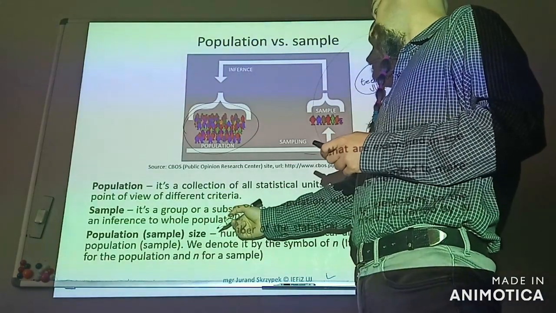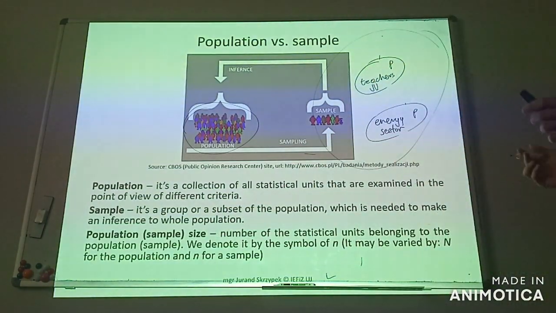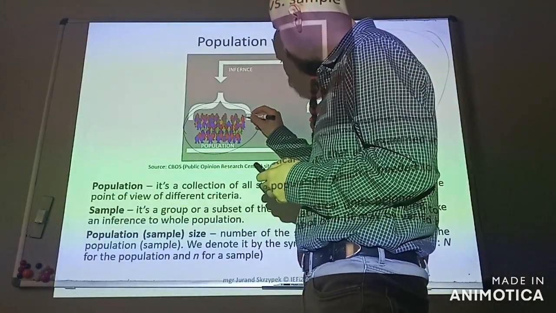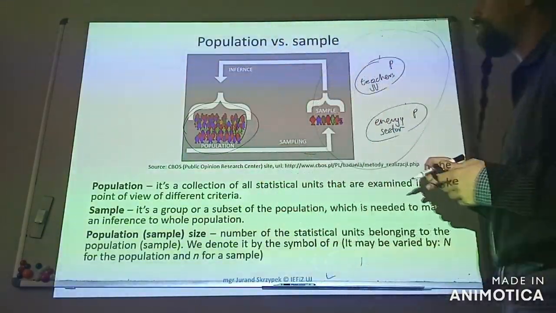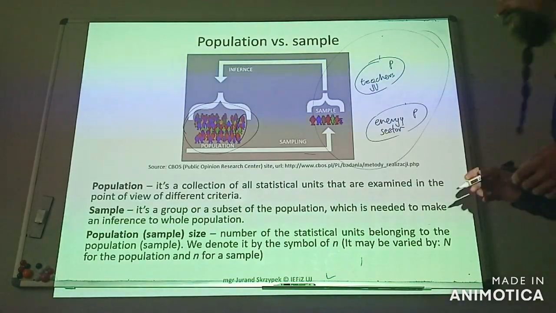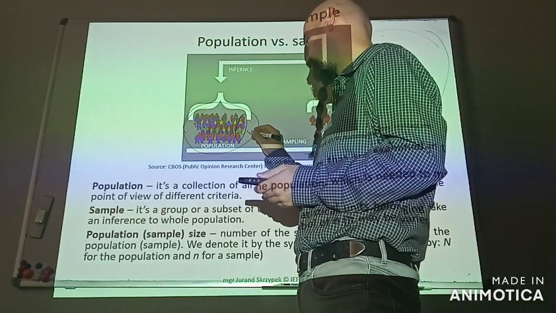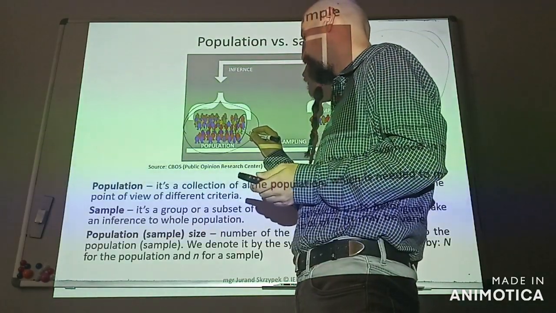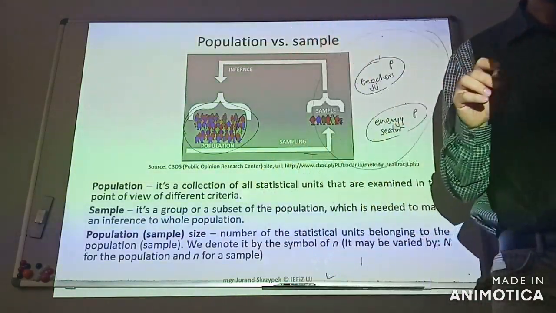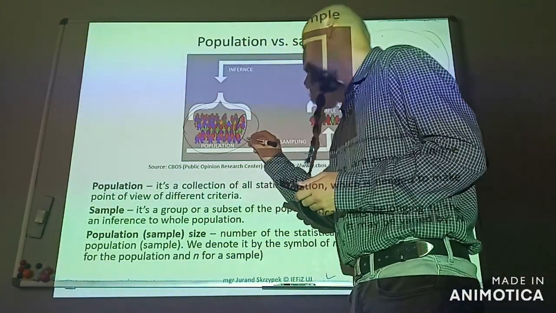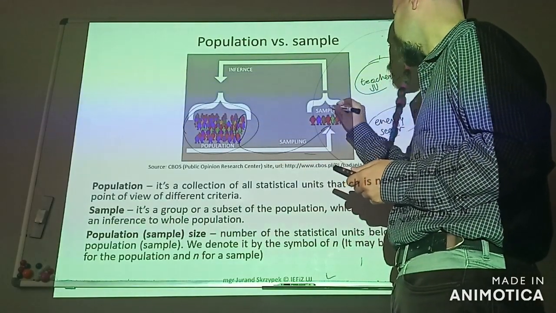A sample is a group, a subset of the entire population, which is needed to make an inference to the whole population. So here we choose only a small subset. In statistics, we have a few different methods of choosing the sample.